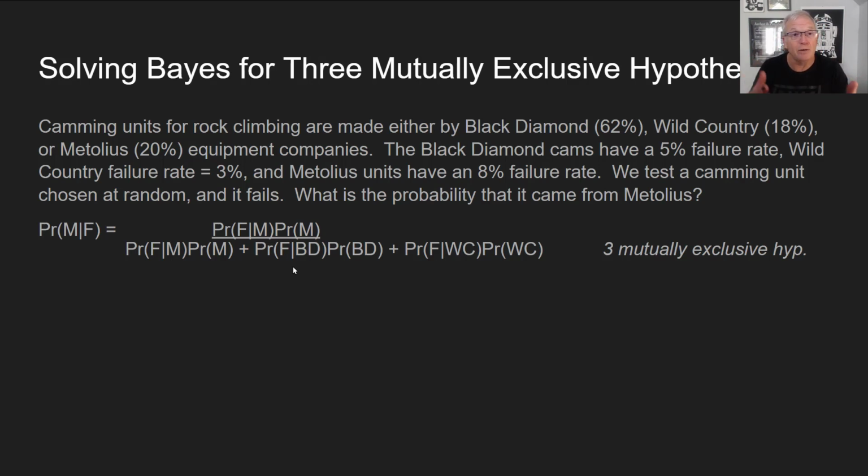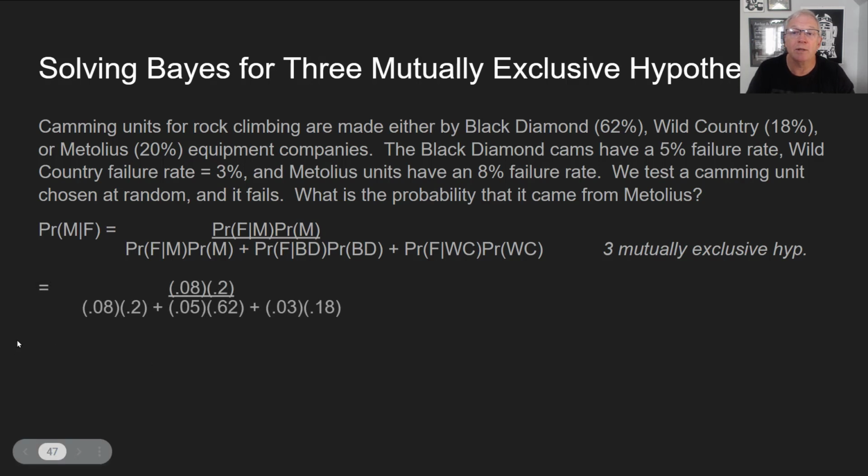So before we just considered the hypothesis being true and the hypothesis being false. And now we're considering the hypothesis being true or one of 2 other hypotheses being true. So it just becomes a slightly more complicated denominator, but otherwise the format of it is the same. So when we plug these numbers in now, we get 0.08 times 0.2, and we plug in the values from the problem into the equation, and we solve all of that, and we get 0.3.